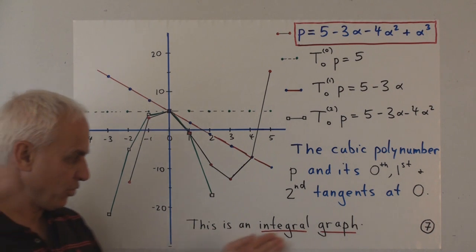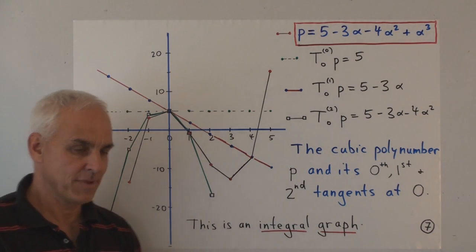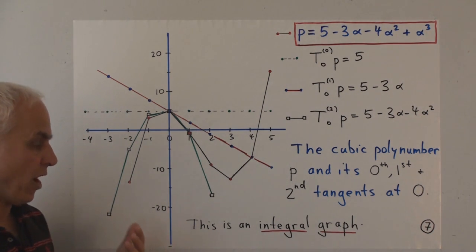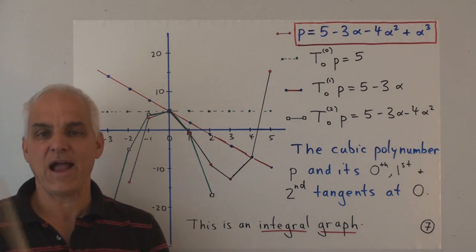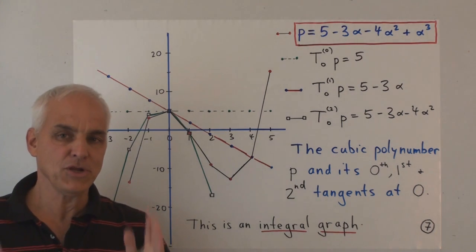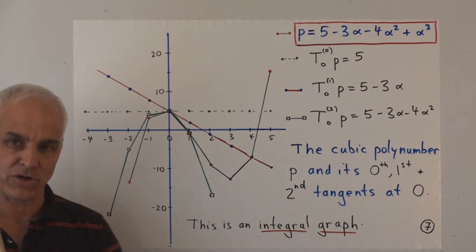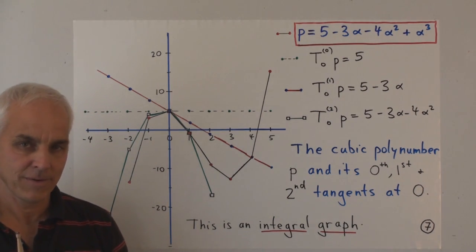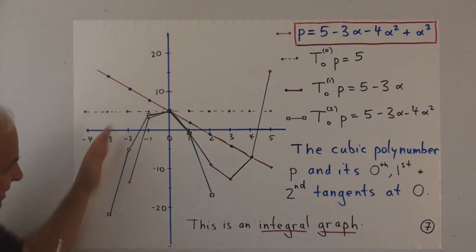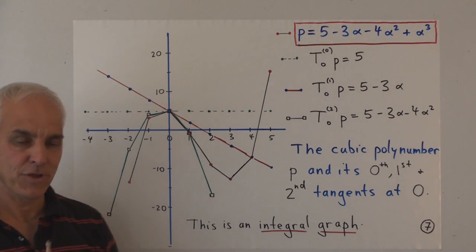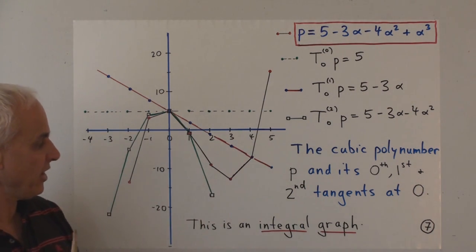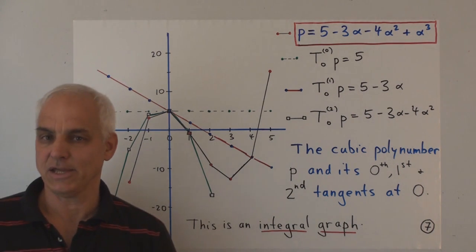So you can see that this is a purely integral graph. This is a picture that you could draw even if you did not know what fractions were. If you only knew arithmetic with integers, you could draw this picture. And you can see some shape and some patterns even though we're only working over the integers.